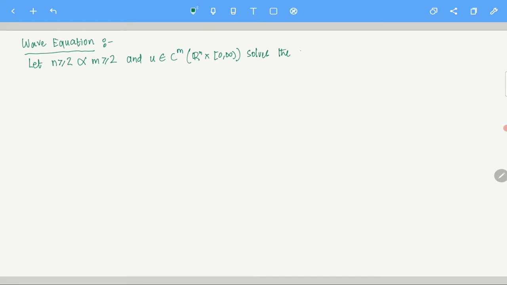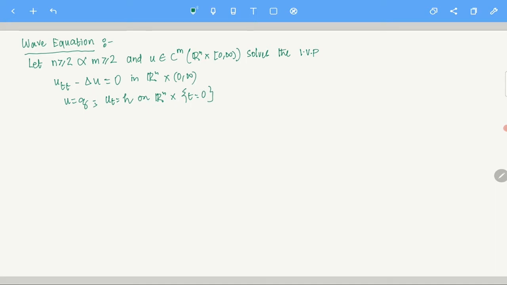the initial value problem. What is the initial value problem? u_tt minus Laplacian of u is 0 in R^n cross (0, infinity), clear. u equals g and u_t equals h on R^n cross {t equals 0}, clear.